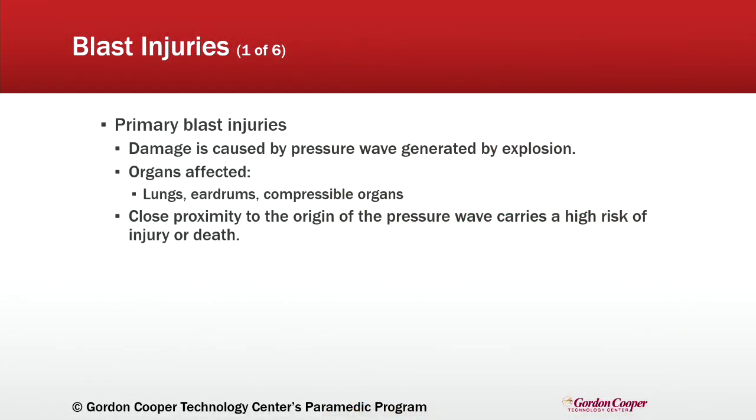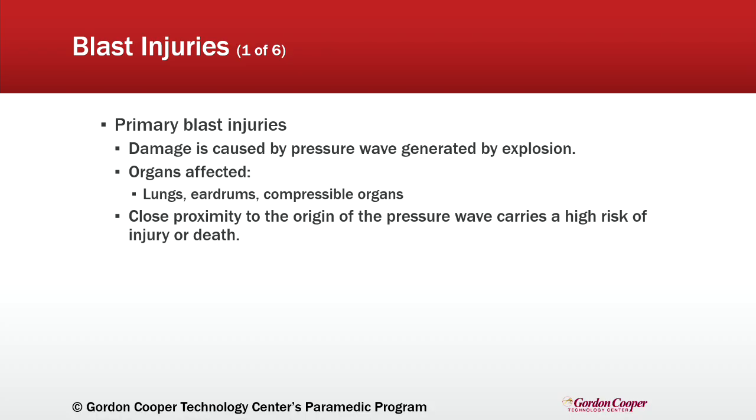So, when we talk about blast injuries, we look at different types or different levels of blast injuries. The first one we're going to talk about is the primary blast injuries. These are caused by the pressure wave that's generated by the explosion. When that explosion happens, it forces all of those air molecules outward, and it creates this wave of pressure from these molecules being forced away from the center of the blast.